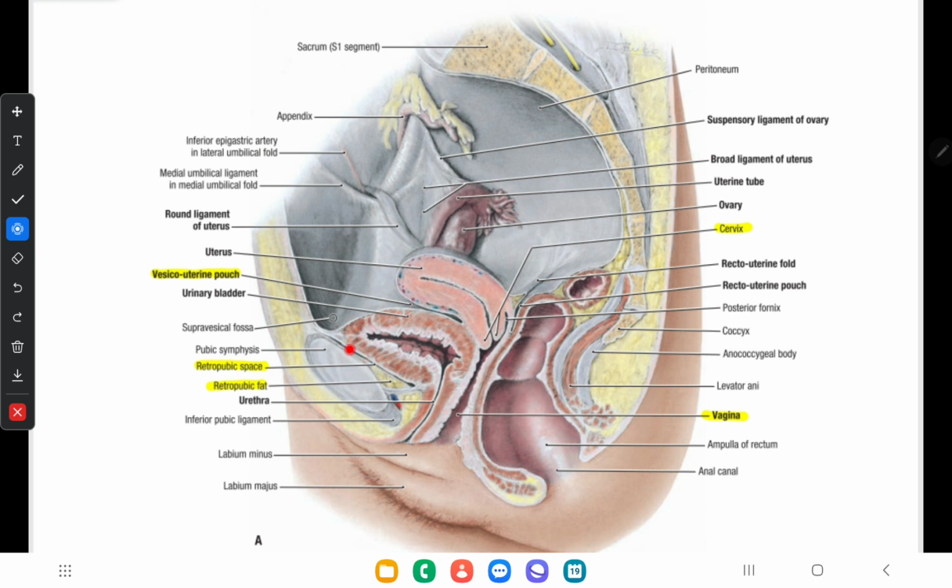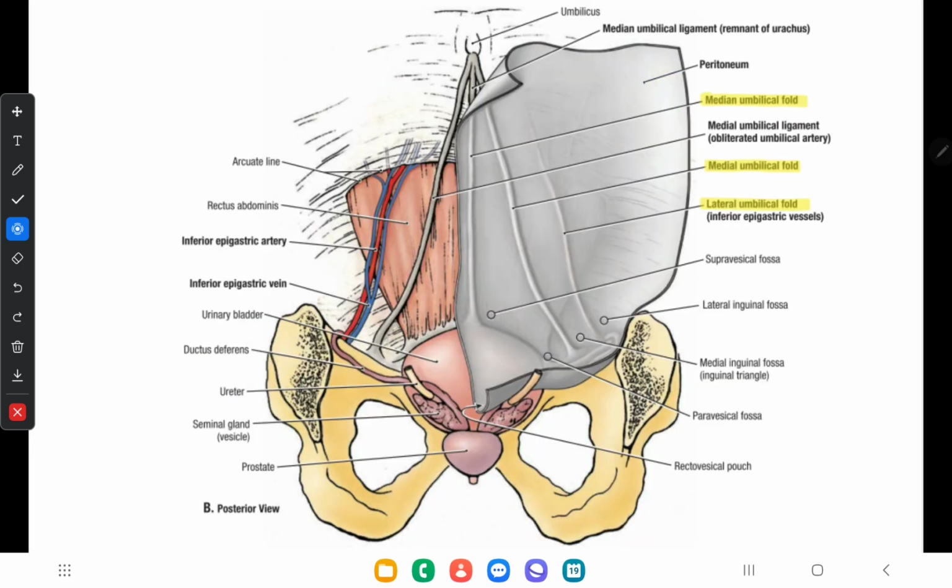So the apex of the bladder points anteriorly and lies behind the upper margin of the pubic bone or pubic symphysis. And this apex is connected with the umbilicus by the median umbilical ligament, which is a remnant of the urachus. In this picture, you can see the umbilical ligaments and umbilical folds. Umbilical ligaments are the remnant structures, and umbilical fold is the name given after covering with the peritoneal layer.